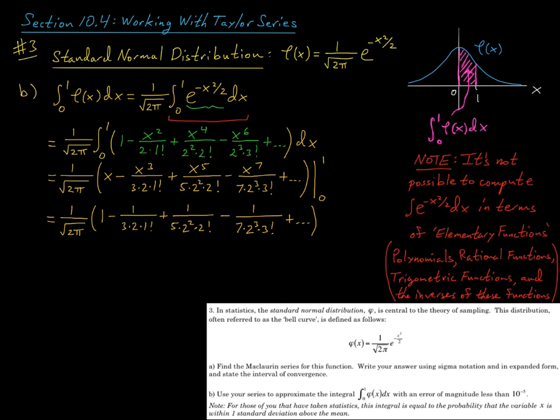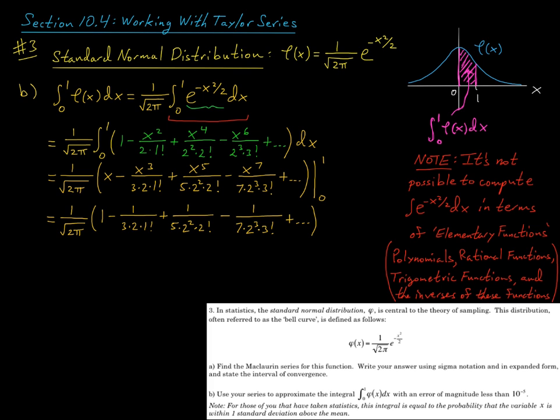Now when I plug in 1, I'm going to get 1 minus 1 over 3 times 2 times 1 factorial plus 1 over 5 times 2 squared times 2 factorial minus 1 over 7 times 2 cubed times 3 factorial, so on and so forth. Note when you plug in 0, all of these terms go to 0. So in fact, this series is the result of this evaluation. All right, so we're getting there.